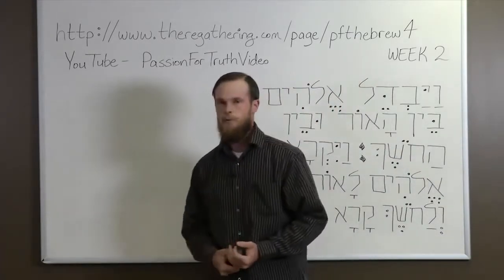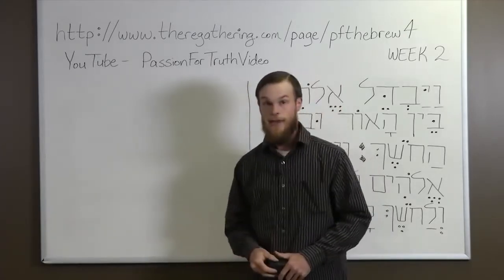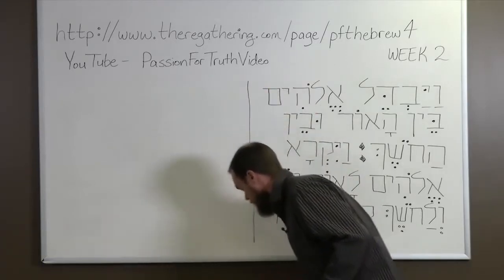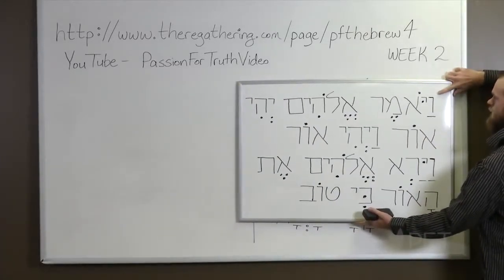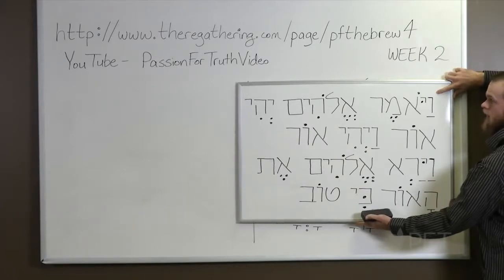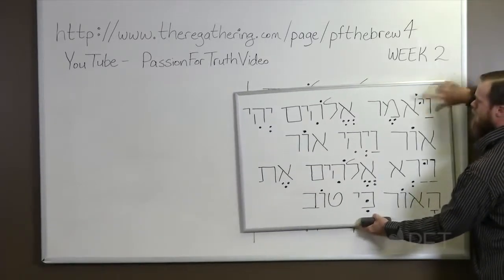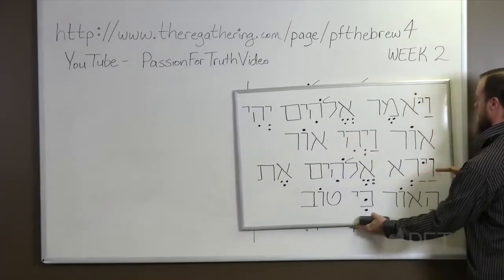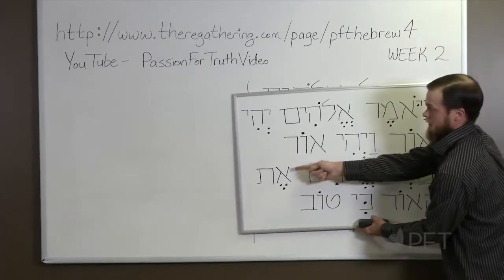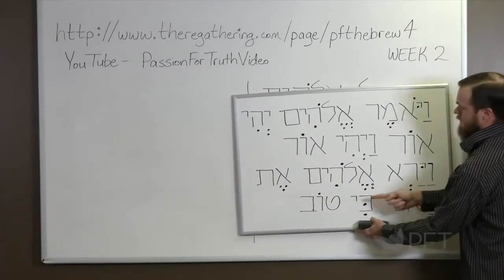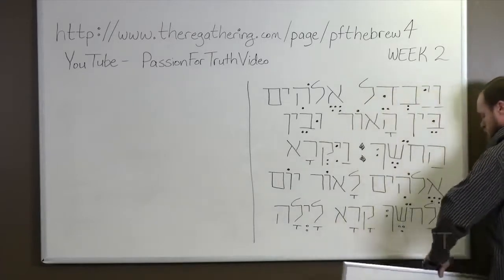So the first thing that we'll do is just pronounce the words so we can get a handle on that, and then we will start interpreting them. So, if you can follow along here, start with Vayomer Elohim Yehi, or Vayehi, or Vayar Elohim Et Haor Ki Tov. Okay? So that is verse 3 and the first half of verse 4.